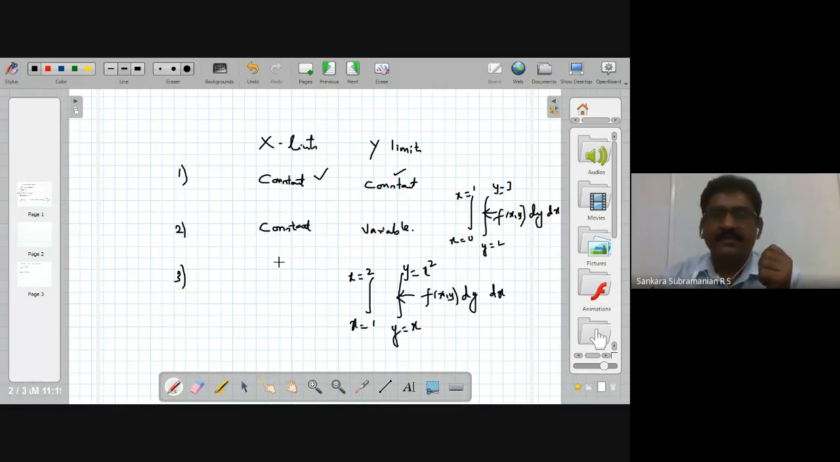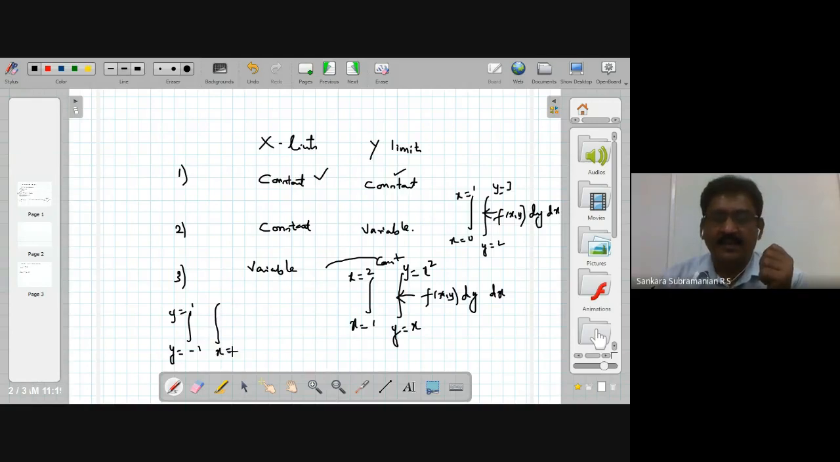The third case: x may have a variable limit, and y may have a constant limit. So for example, y equal to minus 1 to y equal to plus 1. Y has a constant limit.